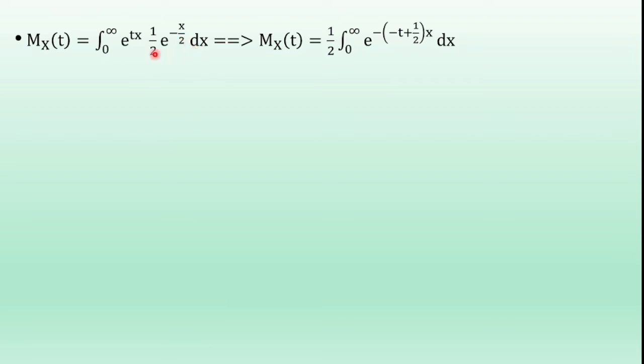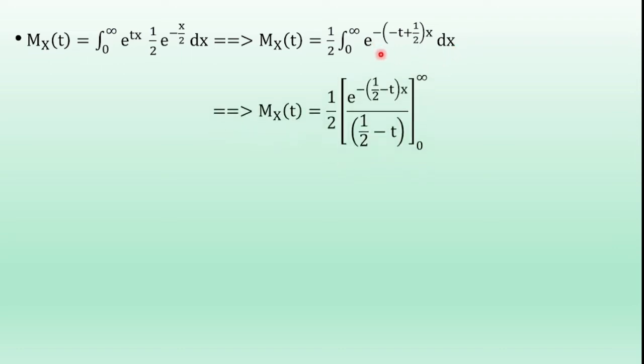So 1 by 2 is a constant, that is written before the integration. e power tx into e power minus x by 2 is written as e power minus of (minus t plus 1 by 2) into x dx. Integrating this term, we get M_X of t is equal to 1 by 2 into e power minus of (1 by 2 minus t) x divided by (1 by 2 minus t).